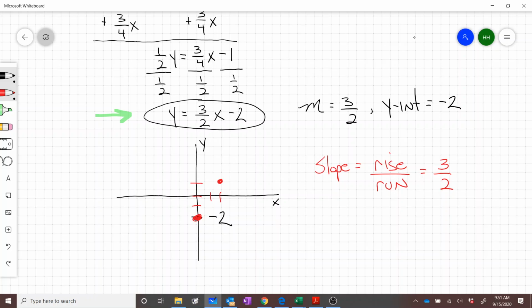And then you can rise 1, 2, 3, and you run 1, 2, and here's your third point. And then you connect those. And there's your graph of the line. That's all you've got to do to graph them. Just do your rise and run once, do your rise and your run twice, and then connect the dots. There's your rise of 3 and your run of 2, your rise of 3 and your run of 2.